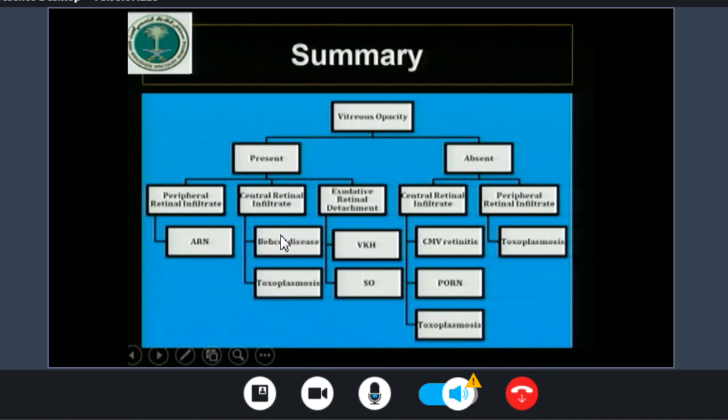If the vitreous opacity is not there, then with central retinal involvement usually think about CMV retinitis, PORN, and toxoplasmosis. If it is only a peripheral retinal infiltrate, toxoplasmosis is among the most common entities that you have to think of.